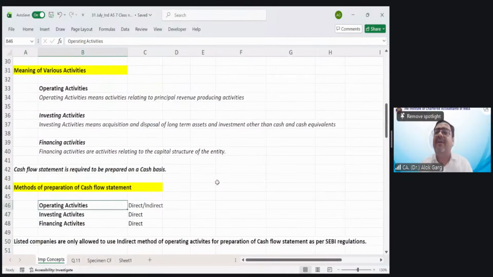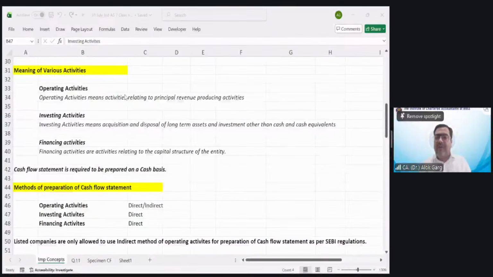In operating activity, you can use either direct method or indirect method. Both are allowed. But in investing and financing activity, only direct method is there. What is meant by direct method? Means actual cash flow, actual flow of cash. This is the meaning of direct method. Means actual cash received, actual cash paid, right? So your investing activity and financing activity is on the actual cash flow.